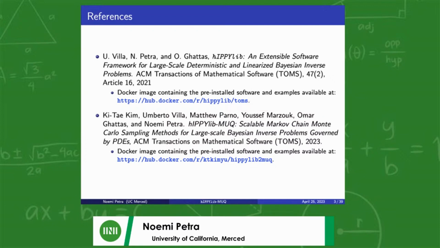This particular presentation is focusing on hIPPYlib-MUQ. All this work has been summarized in this very recent paper, which is just accepted in the Transactions on Mathematical Software. For this, we also have a Docker image, and you can play around with the software and with the examples that are in this paper.